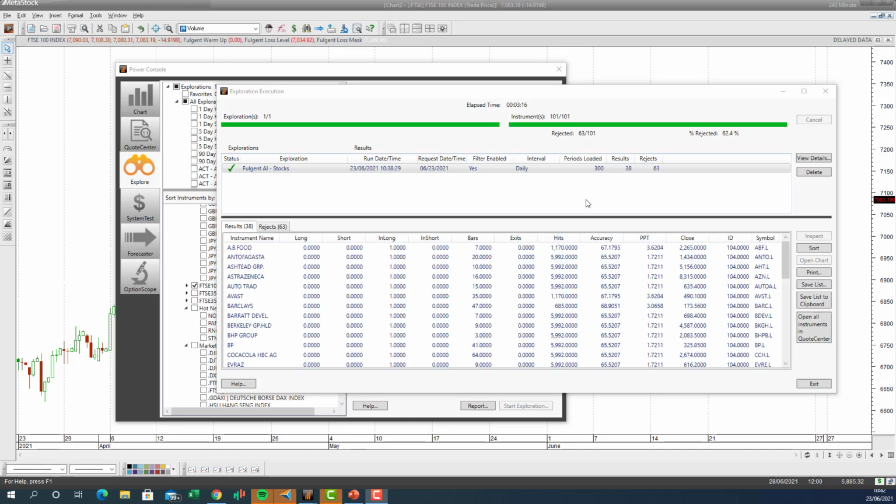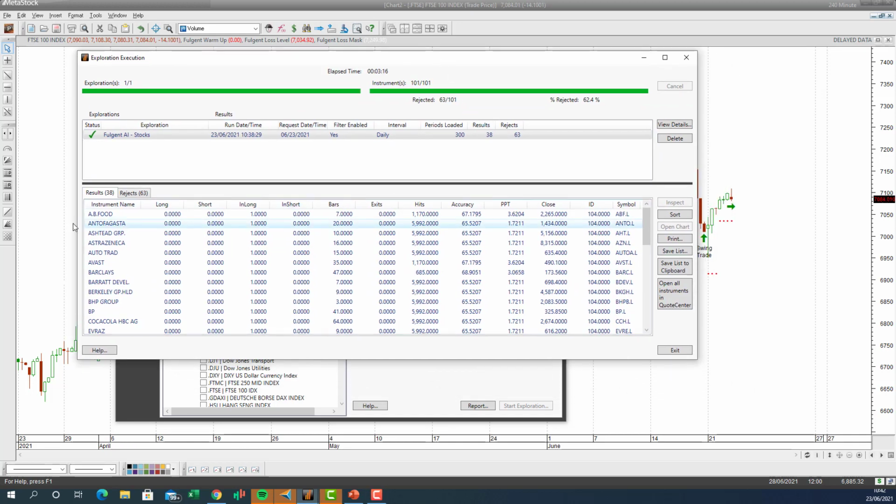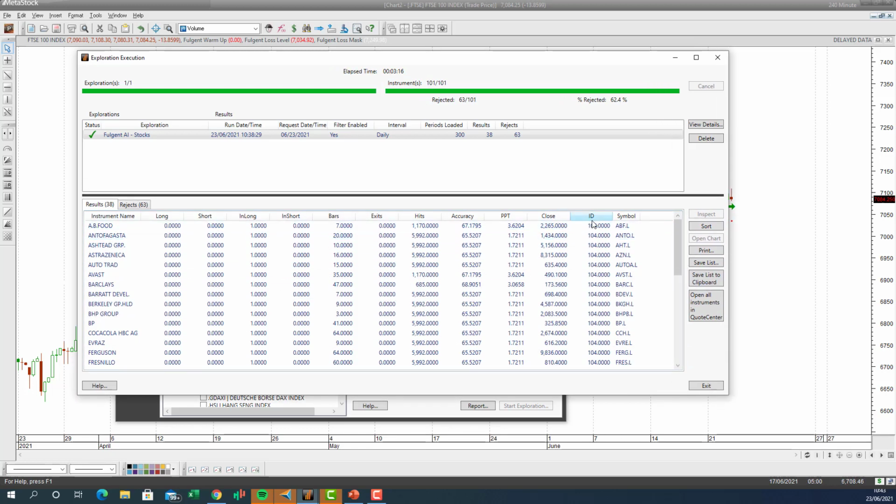And we're back. It took about 3 minutes and 16 seconds for the artificial intelligence engine to scan the FTSE100 stocks. We've got a whole list of fresh new ideas: 38 new ideas, 63 rejected. It is mainly because these stocks might have hit the trailing stop loss in a lot of cases. The data on the sheet here, if we just look at this, there you can see the ID. That's the code of the artificial intelligence engine.